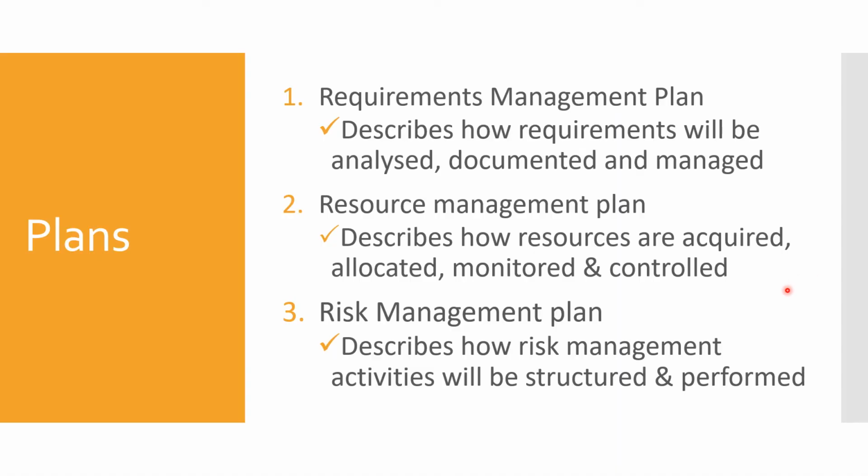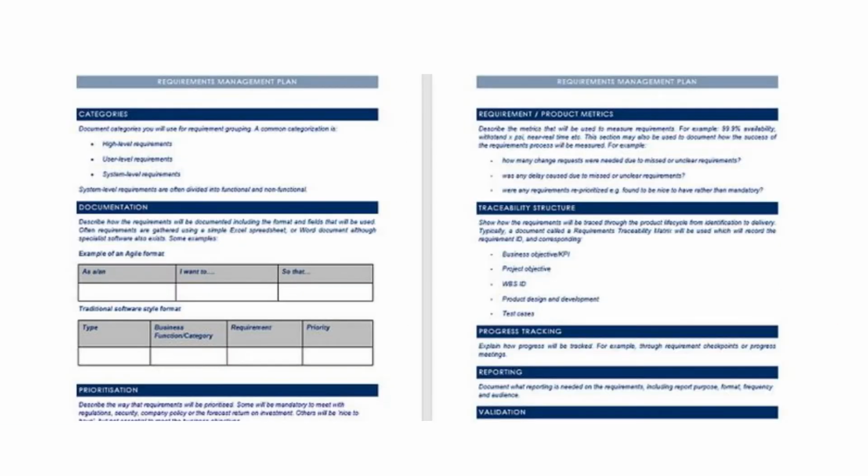The other plans include the requirement management plan, which describes how the requirements will be analyzed, documented, and managed. The resource management plan will talk about how the resources will be acquired, allocated, monitored, and controlled. The risk management plan will talk about how the risk management activities will be structured and performed.